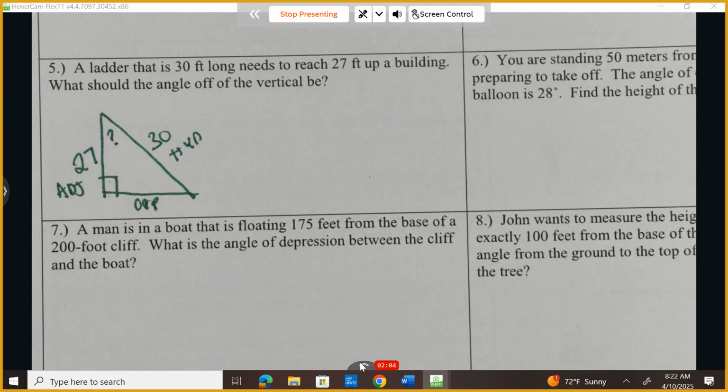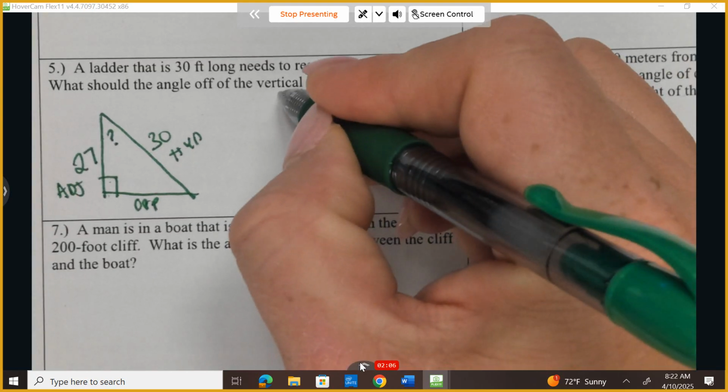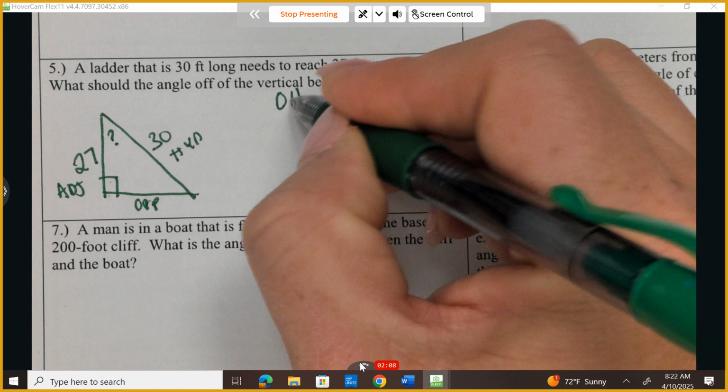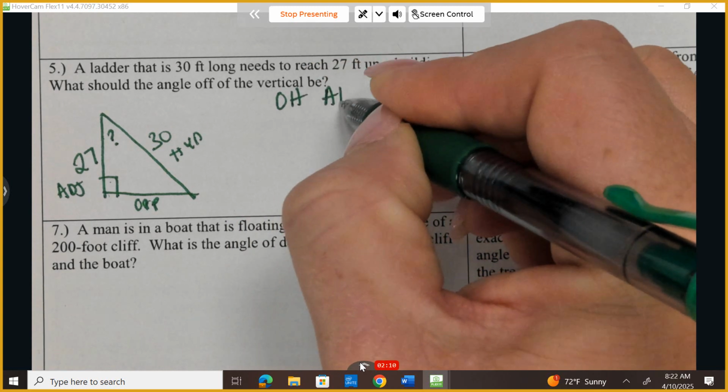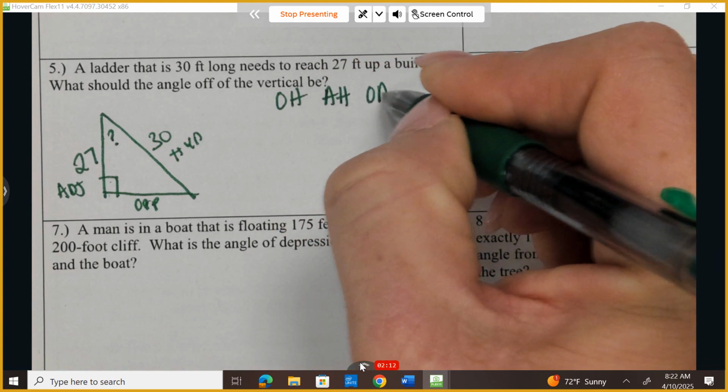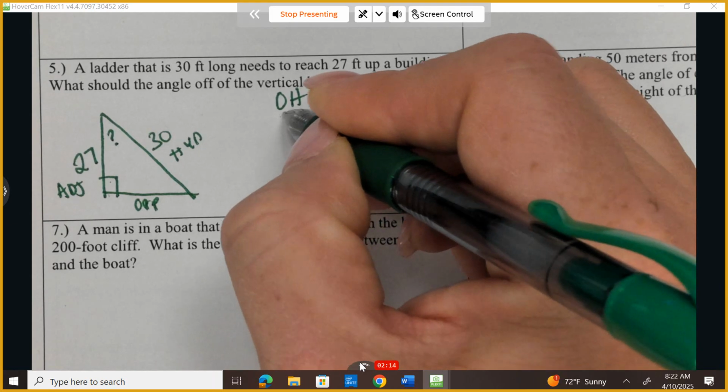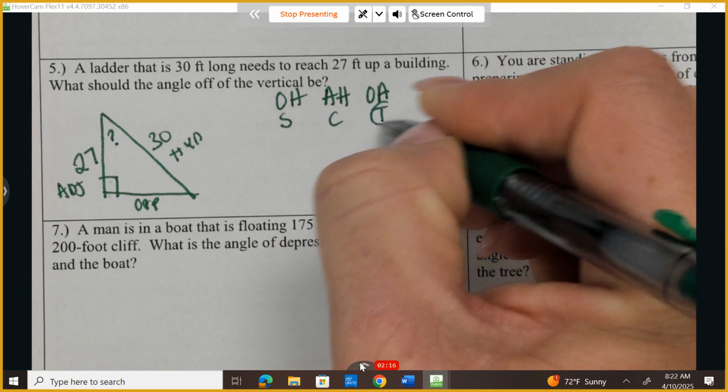Not everybody has a great memory. So I'm going to come up here and write down that acronym: Oscar had a heap of apples. That helps me to remember the sine, the cosine, and the tangent.